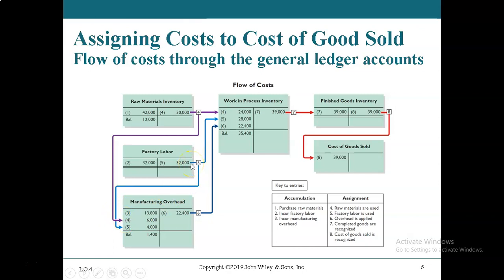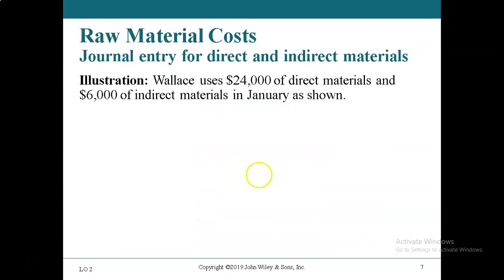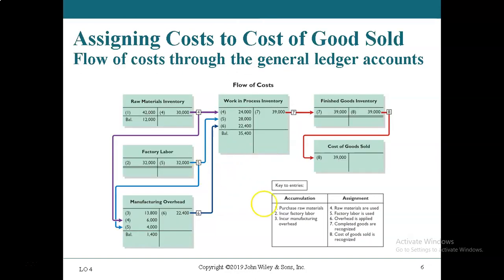Factory labor is made of two things. There are two ingredients in factory labor. There is direct labor, that's number 5. You can see that direct labor goes into here. Indirect labor goes into here, right? Then manufacturing overhead, when you start making something, look at number 6. That goes into work in process. Okay, so you can see the flow of everything.